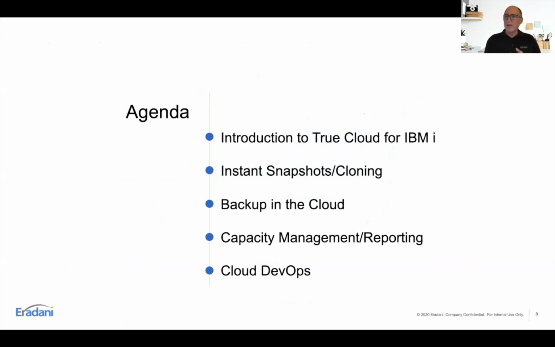So we're going to talk about instant snapshots. That is the ability to take a snapshot of your running production environment and create a brand new one that looks just like it. We're going to talk about backups to the cloud, where you can replace things like tape backups with backing up to cloud IBM Is. And instant capacity increasing and decreasing. So if you need additional capacity in your environment, you can grab additional capacity when you need it. And then we're going to talk about cloud DevOps and how you can do modern DevOps in a cloud environment.